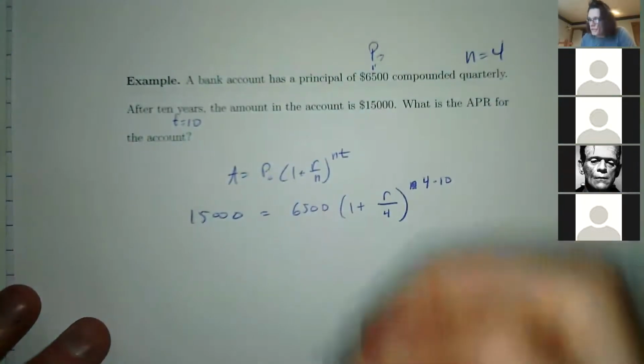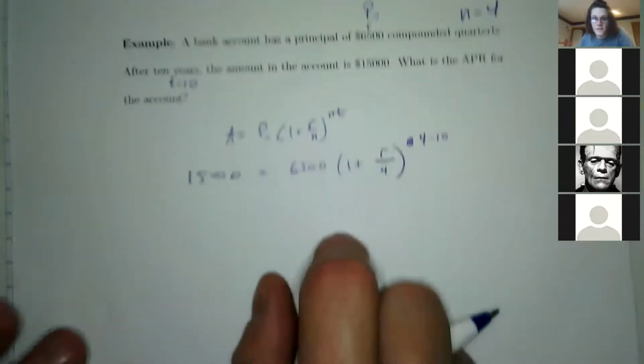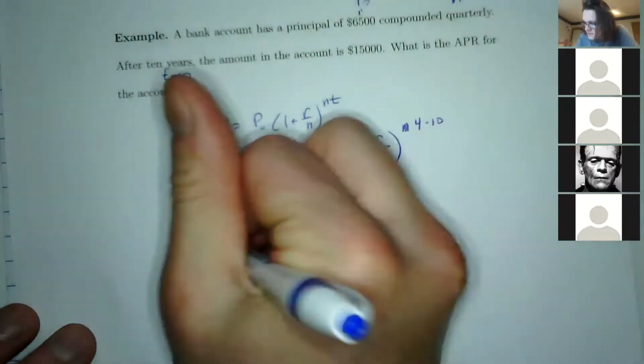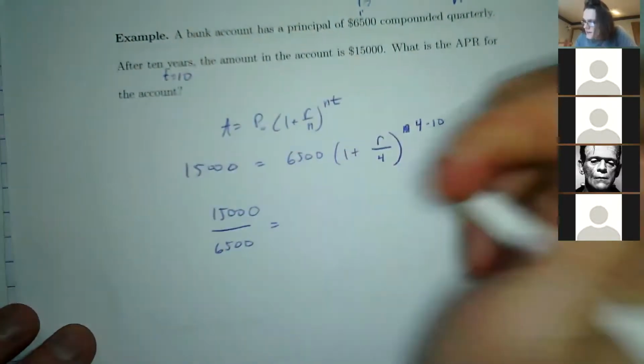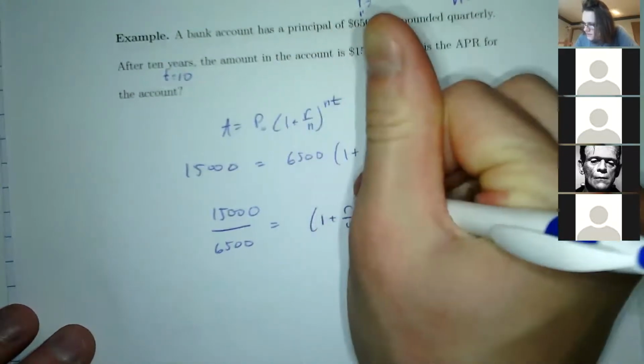So let's see what happens. I can divide by 6,500 on both sides, right? So I get 15,000 divided by 6,500 equals, again we're just trying to solve for R now, 1 plus R over 4 to the 40th power.